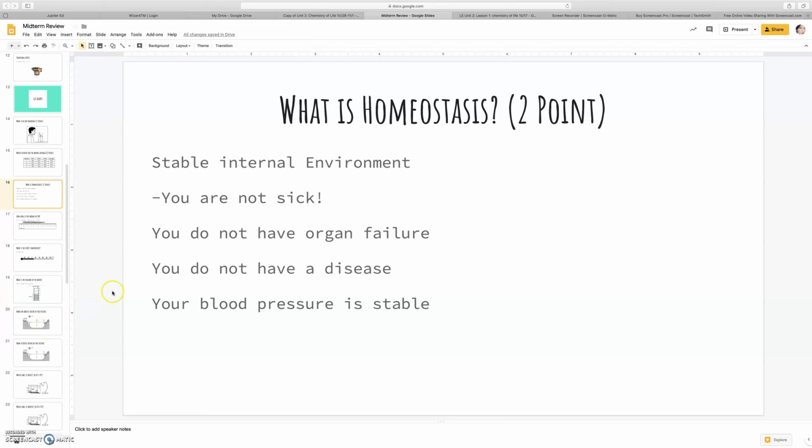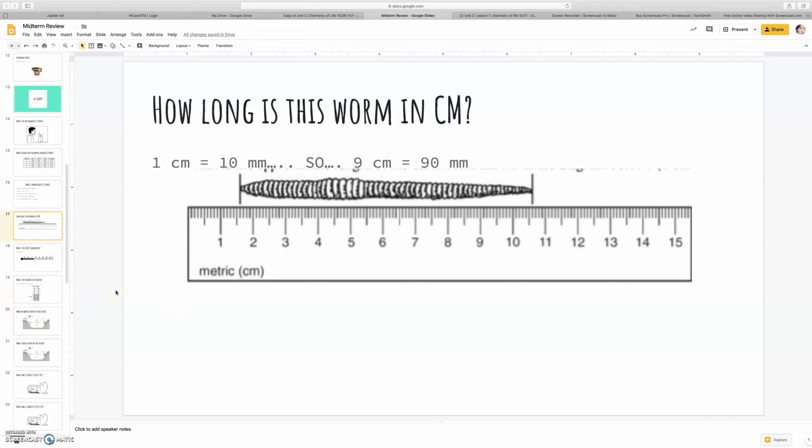Okay? So moving on, in terms of this worm. In terms of being able to understand how to measure things, how to measure objects, how to measure specimens, using the ruler, using measurement. So here I asked in class, what's the length of this worm? The length of this worm is 9 centimeters.